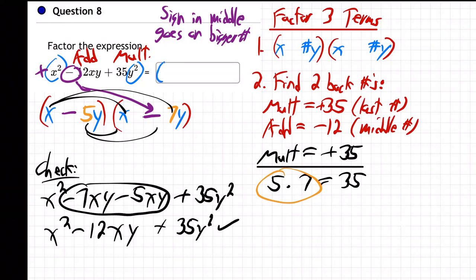So I don't want to confuse you. The answer is not the check. The check is just a check to make sure the answer is right. There's our answer right there. x minus 5y, x minus 7y. Either order. You could have the 7y coming first, then the 5y. Either way, there we go.